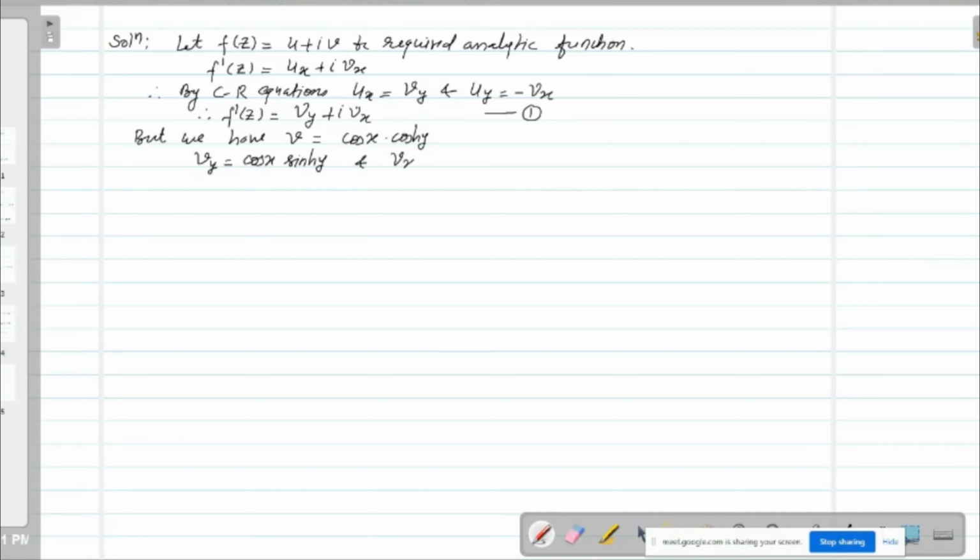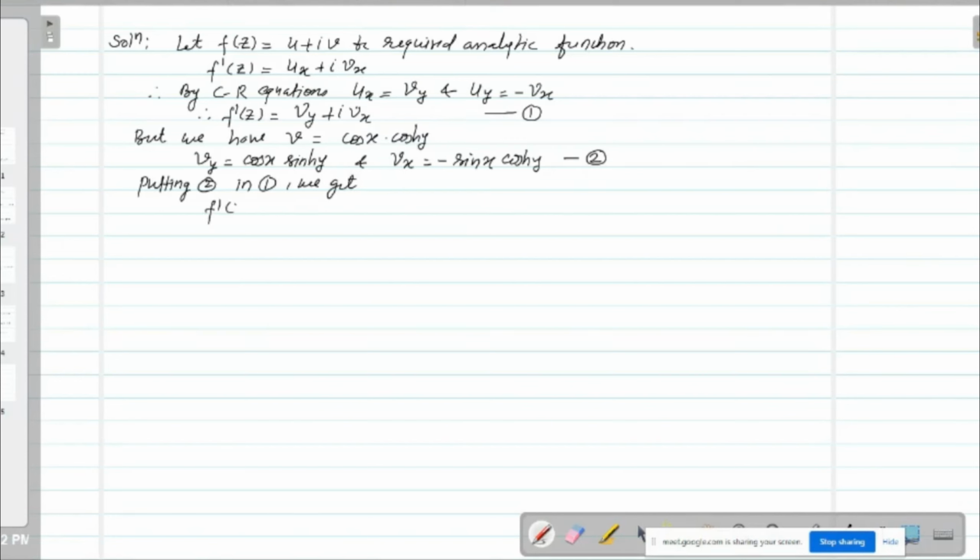And the partial derivative with respect to x: vx is equal to, in this case cos hyperbolic y is constant, and the derivative of cos is minus sine, so minus sine x cos hyperbolic y. Now we name this equation number 2. Now putting 2 in 1.